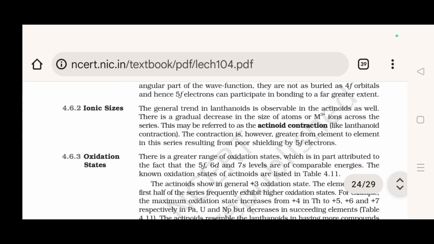Now we shall discuss the ionic sizes. The general trend in lanthanoids is observable in the actinoids as well. There is a gradual decrease in the size of atoms or M3+ ions across the series. This may be referred to as actinoid contraction, like lanthanoid contraction.